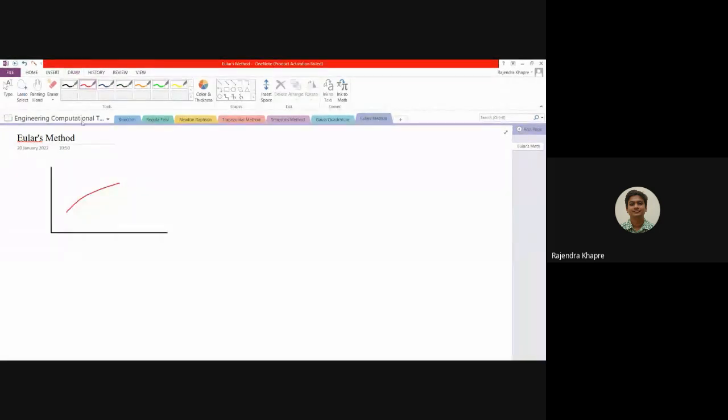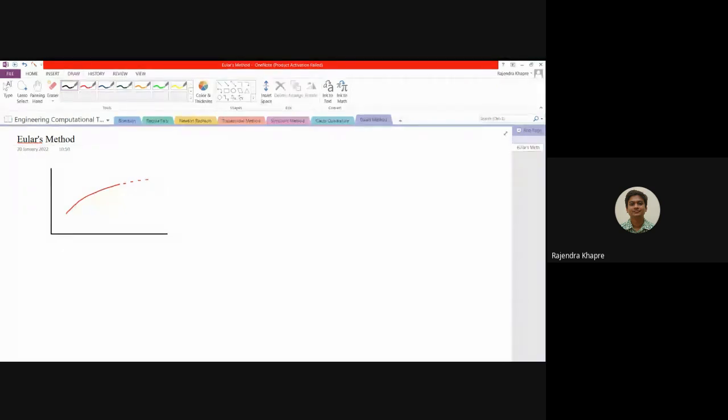Okay, now if I want to extend this curve, so manually if I do it, the extension of this curve will be something like this. But mathematically speaking, now we have to find out what is the exact point of the extension of this particular curve. So for example, some point is given to you. Let us say this is your point P.